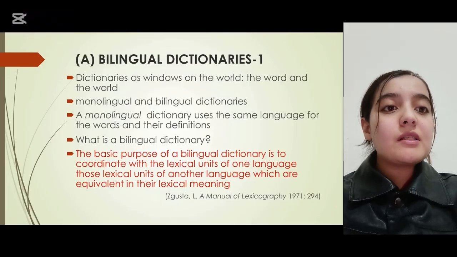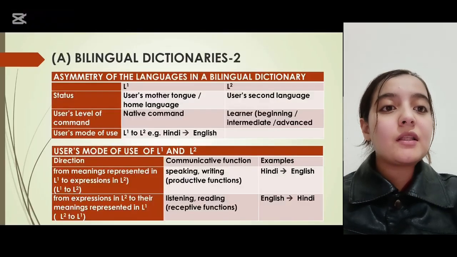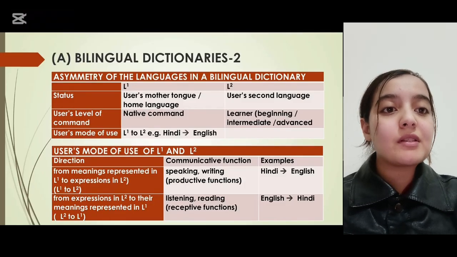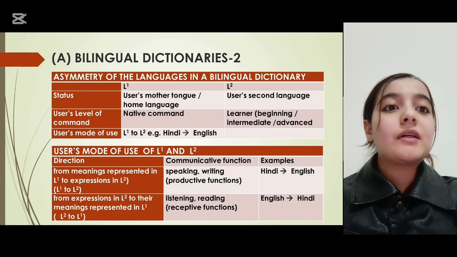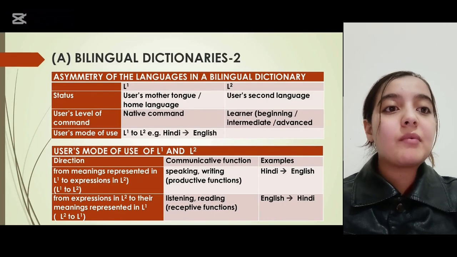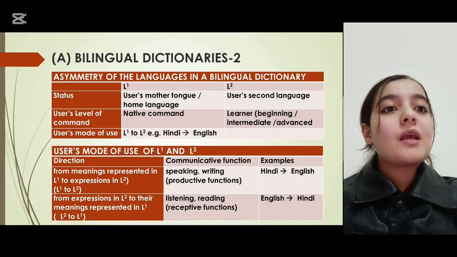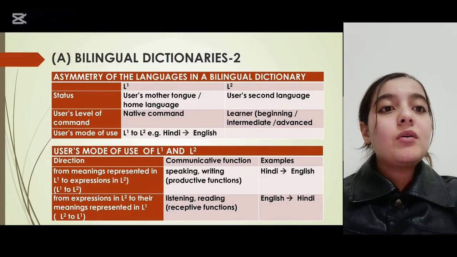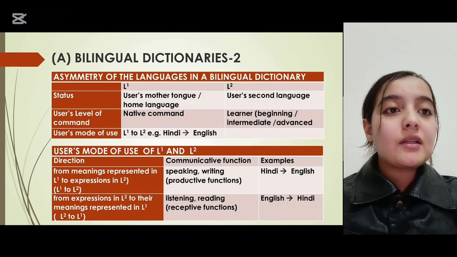Now, there is a kind of asymmetry in the languages in a bilingual dictionary. Typically, we think of bilingual dictionaries as having two languages, but the two languages are not on a par. So I have tried to elaborate on the point, which will be relevant again at the end, when we take up the alignment between the bilingual dictionaries and the NEP.